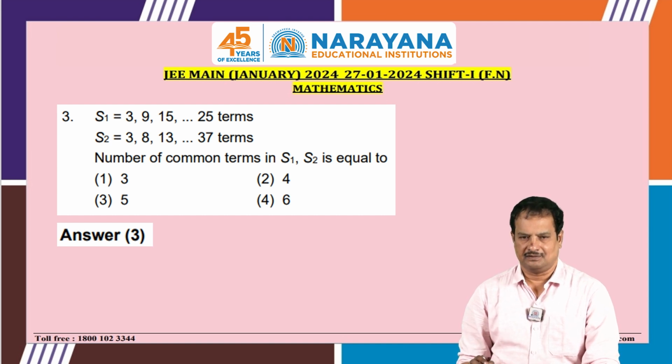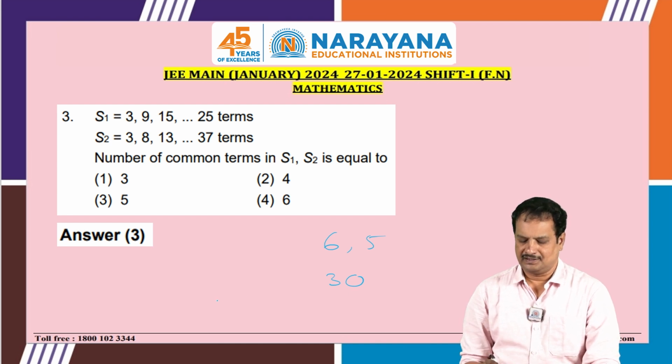So what is the procedure of solving this one? You can clearly see that the first one is in arithmetic progression with a common difference 6, whereas the second one is in arithmetic progression with a common difference 5. Whatever sequence is formed by the common terms will have a common difference which is the LCM of these two, that means 30. So 30 is the common difference of the series formed by the common terms. And you can clearly see that 3 is the first common term.